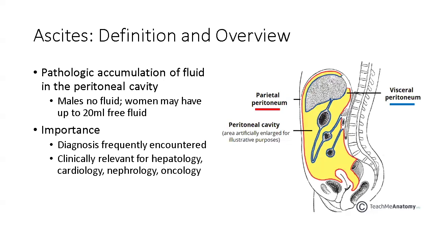In males, you really shouldn't have any fluid there. You can have up to 20 cc's of fluid that is normal and physiologic in females, depending on where you are in the cycle. It's important for our patients because this touches hepatology, cardiology, nephrology, and oncology. Pretty much all of our patients can have ascites for different reasons, and so knowing how to detect it and how to work it up is important.